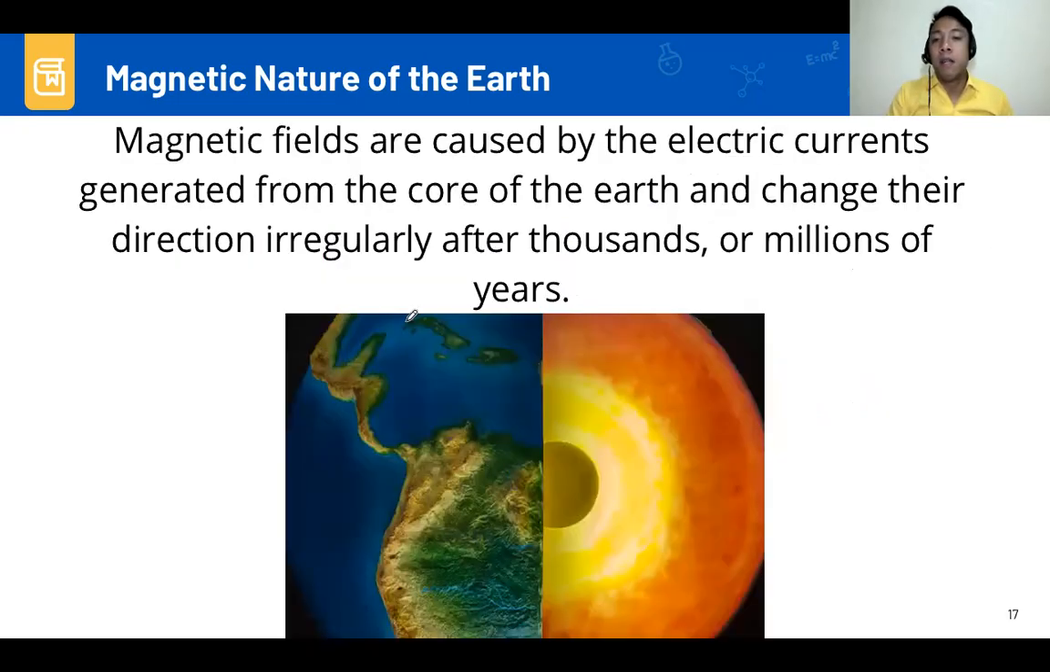Magnetic fields are caused by the electric current generated from the core of the Earth and change their direction irregularly after thousands or millions of years. So, hindi siya everyday. Kumbaga, if now our north is here, it will last until it reaches 1,000 years or a million years. It's irregular, so it depends. But the thing is, it must be after thousands or millions of years.